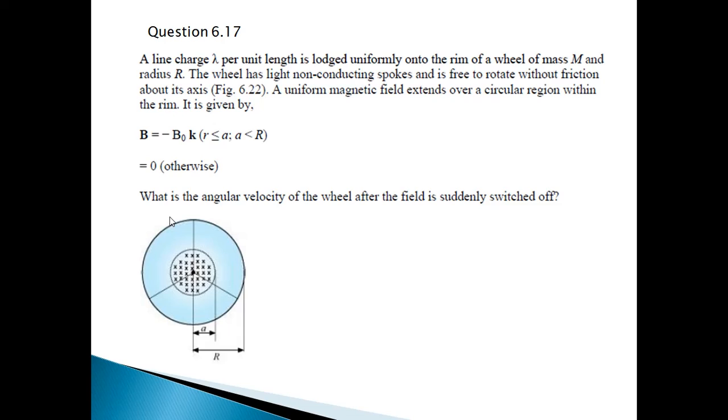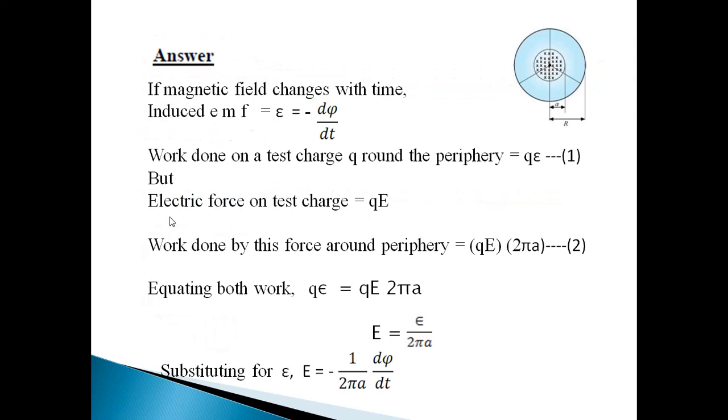So you can see in the diagram a wheel with radius R, and in a small region of radius A, you can see cross marks, that is a magnetic field. There is a magnetic field induced there. And a line charge, lambda, is the charge per unit length which is lodged uniformly onto the rim of the wheel. And the wheel has a mass m and radius r. We have to find, when the wheel rotates, what is the angular velocity of the wheel when the field is suddenly switched off. So let us start.